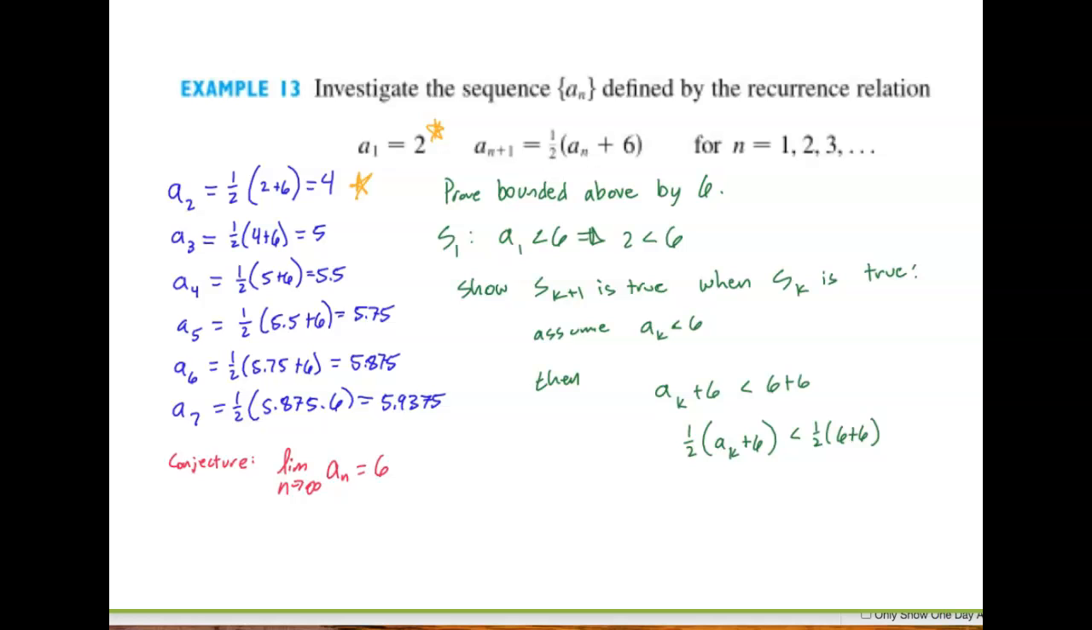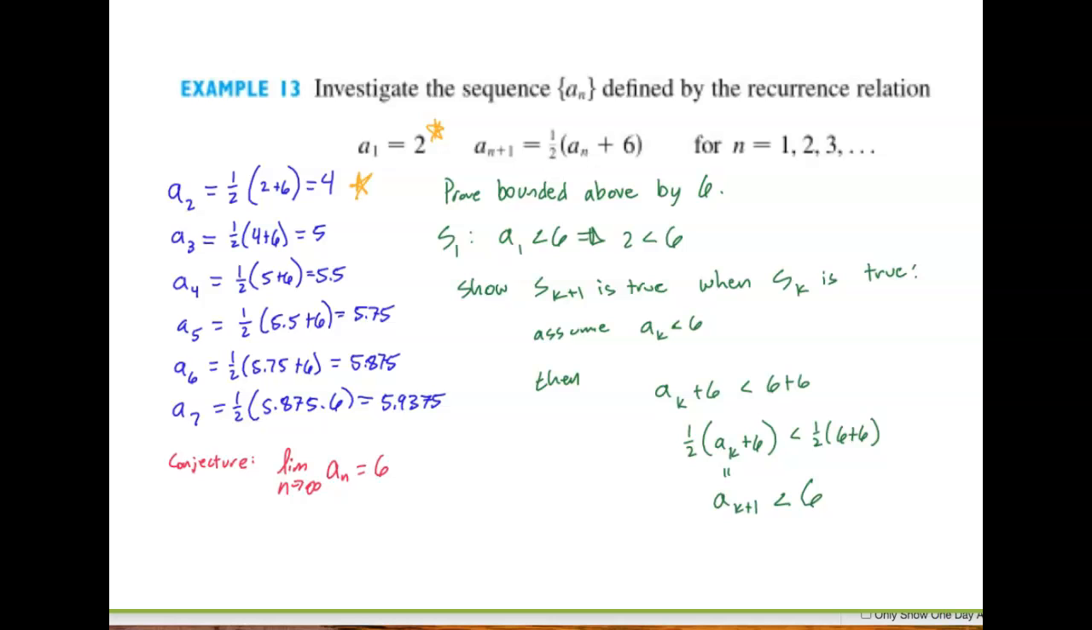But what do I have on the left-hand side? What is that the definition of? 1/2 a sub k plus 6. That's the definition of a sub k plus 1, right? So then a sub k plus 1 is less than 6. Boom. So I just showed that if a sub k is less than 6, then it must be true that a sub k plus 1 is less than 6. And I have a starting point. I already showed that a sub 1 is less than 6.